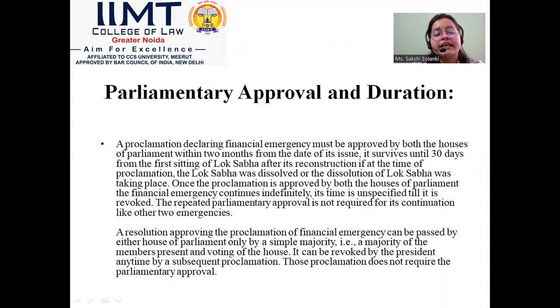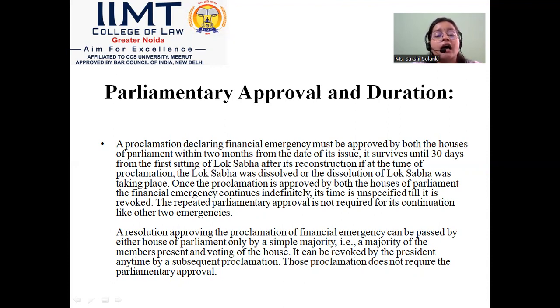Parliamentary approval and duration of this type of emergency. A proclamation declaring financial emergency must be approved by both the houses of parliament within 2 months from the date of its issue. It survives until 30 days, just like its preceding emergency, from the first sitting of Lok Sabha after its reconstruction, if at the time of proclamation the Lok Sabha was dissolved or the dissolution of Lok Sabha was taking place. Once the proclamation is approved by both the houses of parliament, the financial emergency continues indefinitely.